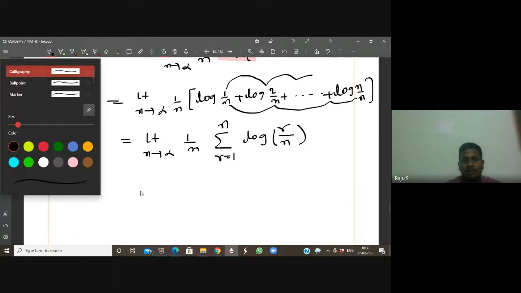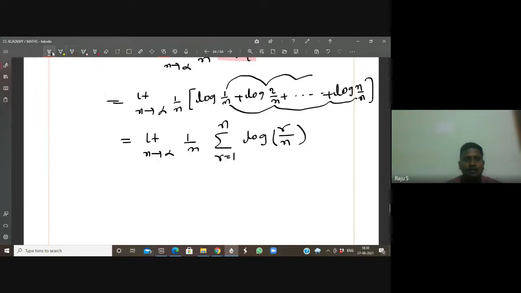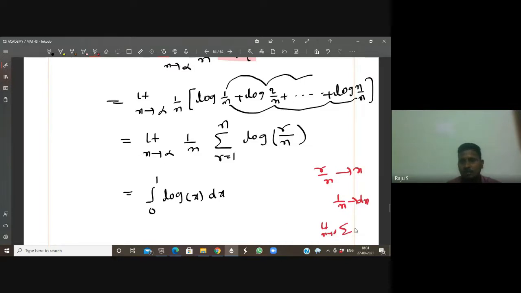Right, now this satisfies the formula. So now I'm going to write integral 0 to 1, with 1 by n as dx, and log as it is, r by n as x. I said very clearly, r by n you can replace by x, 1 by n you can replace by dx, and limit n tends to infinity summation you can replace by integral 0 to 1. Got it?